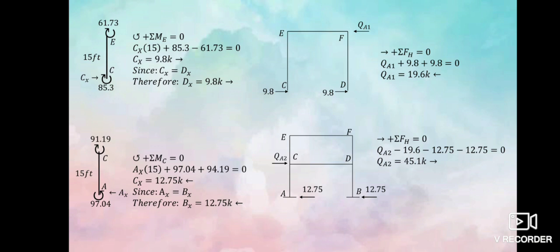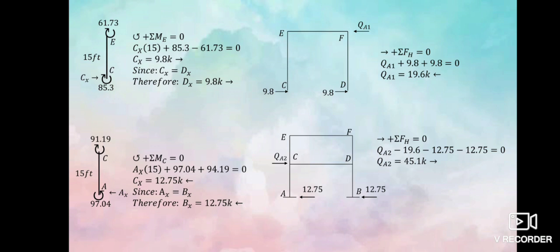And next, all forces going to the right side is positive. Summation of all forces H is equal to 0. That's your QA sub 1 plus 9.8, as you can see right there, plus 9.8 equals to 0. Thus your QA1 is equal to 19.6 K going to the left.